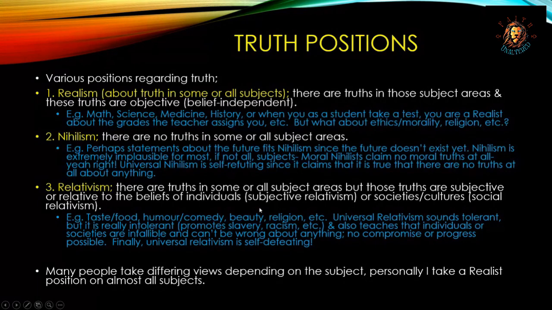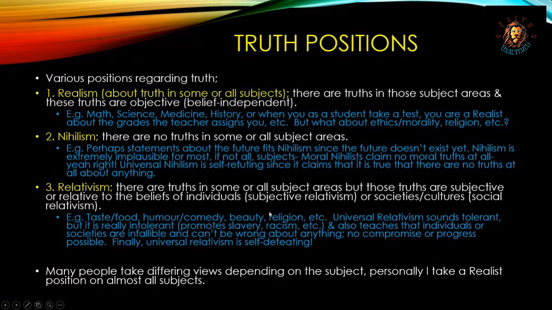But universal relativism, number one, it sounds tolerant, but it's really intolerant. For example, it will promote slavery and racism and stuff like that. But it's also self-defeating because it teaches that it's an objective fact that all truths are relative. Well, you can't have all truths being relative or subjective, and yet you have zero truths. Relativism teaches that zero truths are objective, but at the same time, you're affirming there's at least one objective truth, namely that all truths are relative or subjective. So it's contradictory in that way.